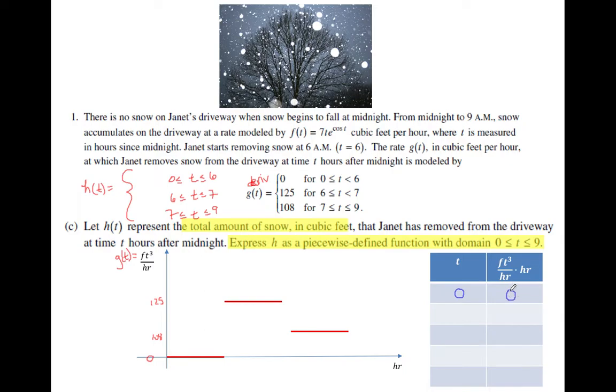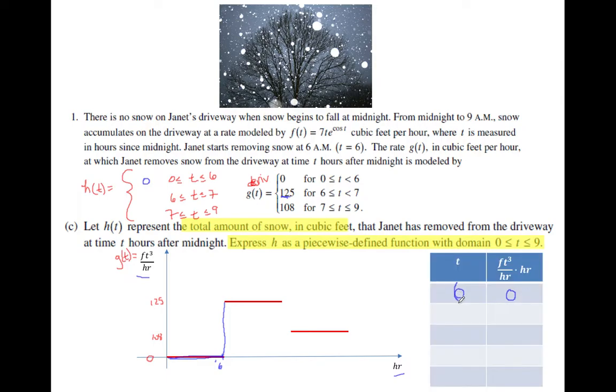What's true at time equals 0? At time equals 0, how much snow has she removed? Nothing. And that's represented here by this constant function. What is the product of feet per hour times hour of this constant function? That's cubic feet. Didn't we do that for that whole time interval from 0 to 6? So isn't it true then that from 0 to 6, the function representing that would be what? 0, to represent no snow.